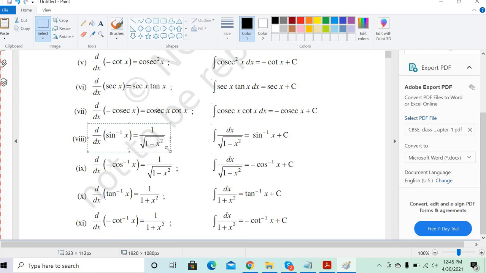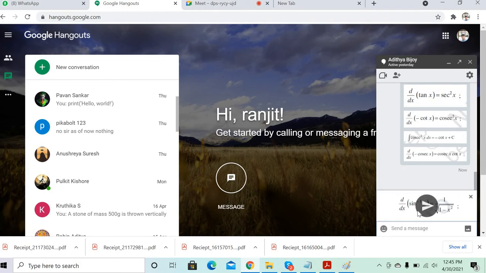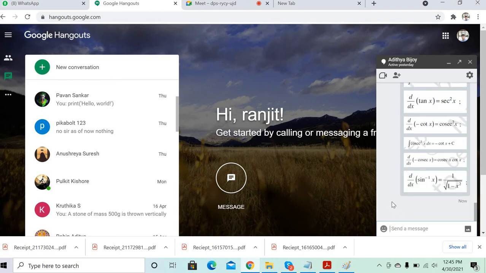You're noticing this part? These are the formulas. All these you have to remember as a part of the formula. So the moment you know d by dx of sine inverse x, you remember the formula is 1 by root of 1 minus x square. Differentiation of sine inverse x is 1 by square root of 1 minus x square. Right? So when you do integration of 1 by square root of 1 minus x square, you should get sine inverse x, isn't it?